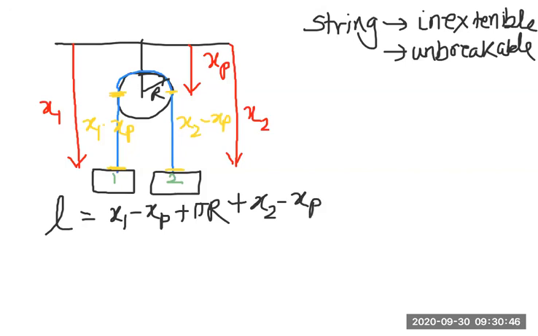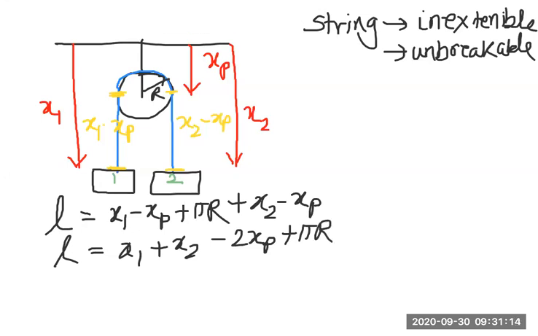So L I can write as x1 plus x2 minus 2xp plus pi r. No, the radius of the pulley is not given, but what I do know is that the pulley will have some constant radius, which I have assumed to be r. Okay.